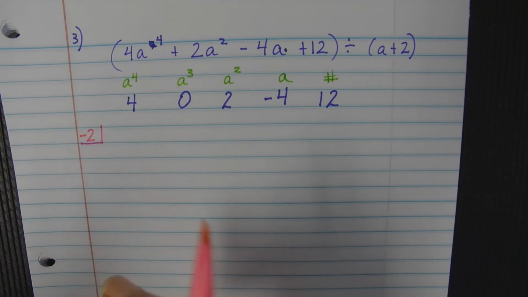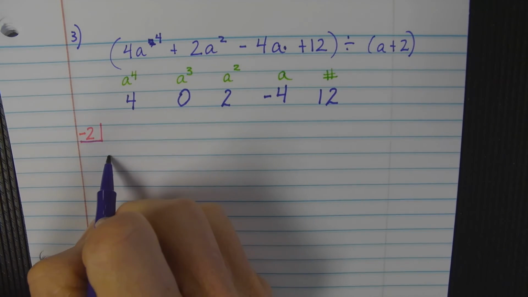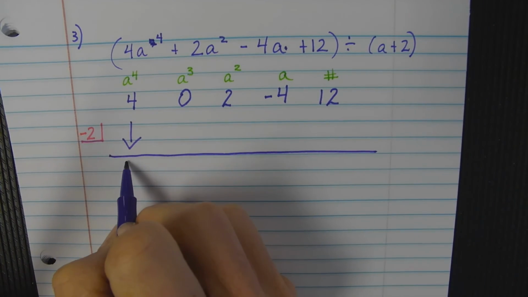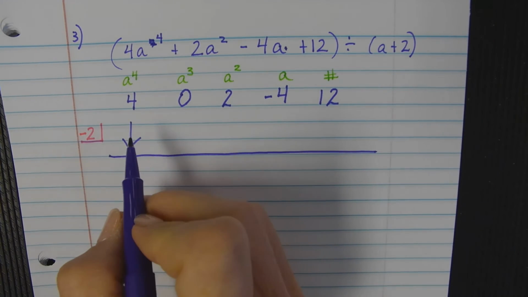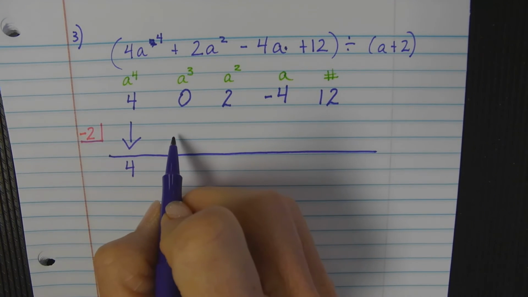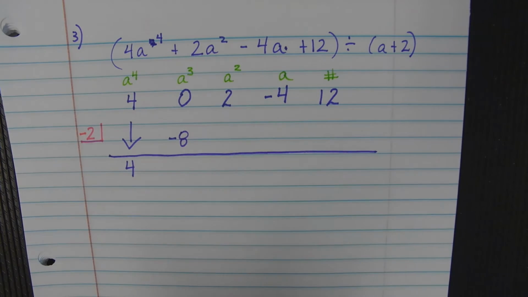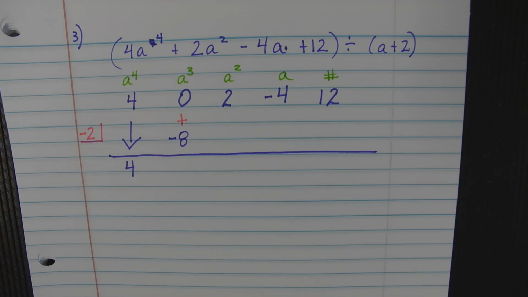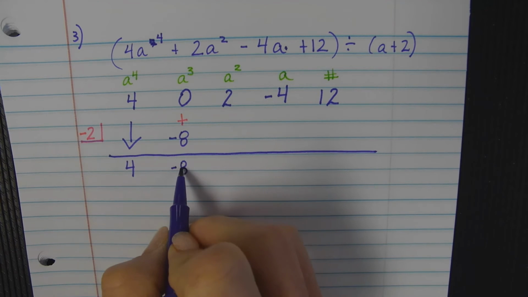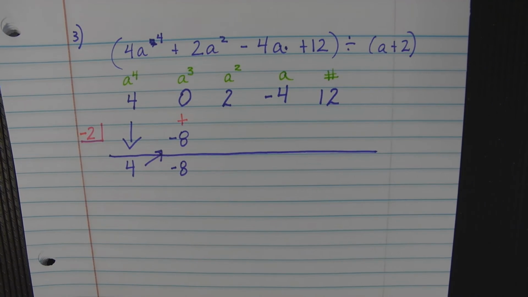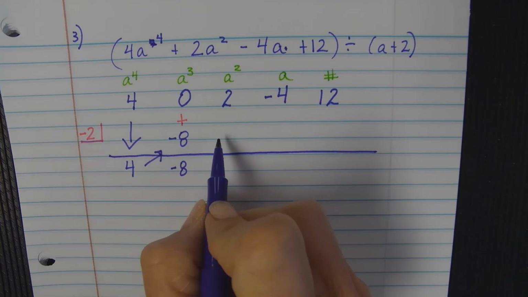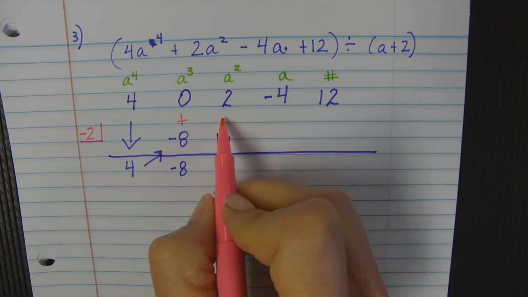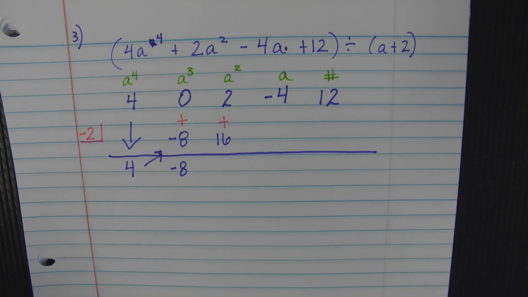All righty, let's do the math. Let me stick with purple. What number do I bring down first? Bring down 4. All right, what's my first step here? 4 times negative 2 is negative 8. Add that to 0. What is 0 plus negative 8? Negative 8. Let me do a little arrow. Okay, negative 8 times negative 2 is positive 16. Let's add those together. What's 2 plus 16? 18.